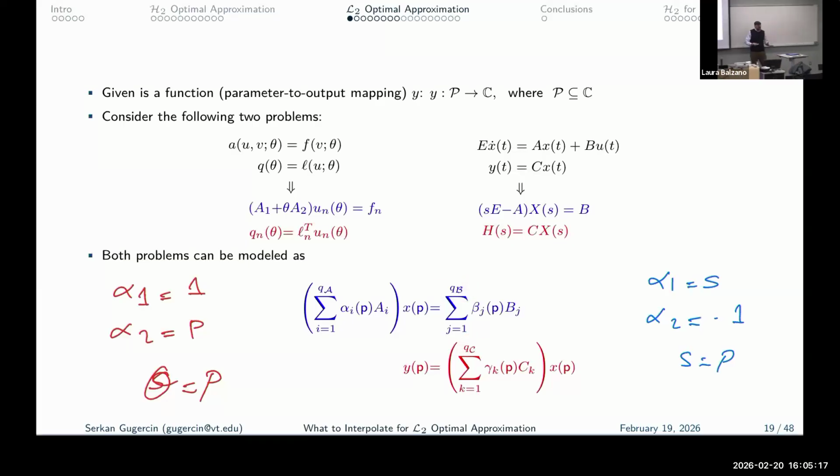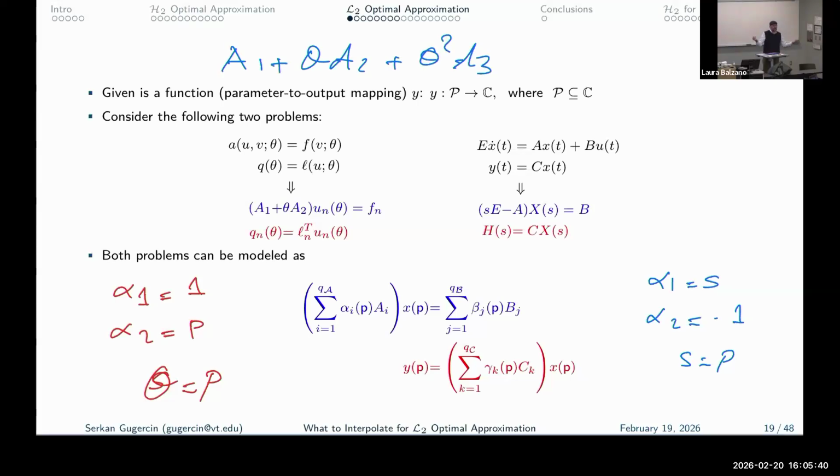This is what we call affine separable form. And this is very common in the parametric problems I deal with, that I can write this dynamic part as a sum of different functions. So it could be, this is a very simple case, but this could also be A1 plus some other function, in this case like theta A2, but maybe I have theta squared A3. Just affine parametrically separable. This is very common in model reduction.